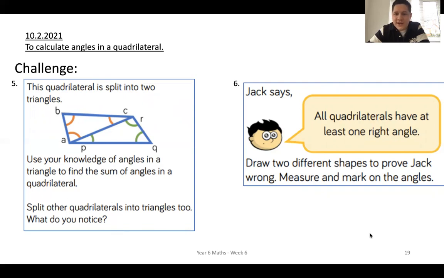And then finally, Jack says, all quadrilaterals have at least one right angle. I'm looking at this one and I'm thinking, Jack, doesn't look right to me. Draw two different shapes to prove that Jack is wrong. Measure and mark on the angles. So again, if you're not sure about how to measure and you've got a protractor at home, okay, watch the video on Padlet that shows you how to use a protractor.